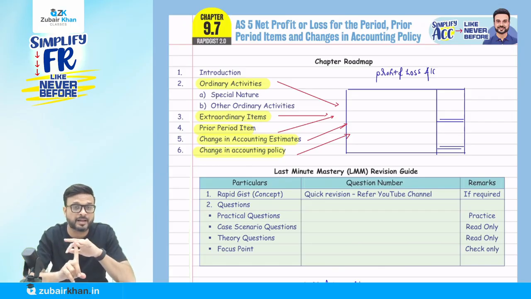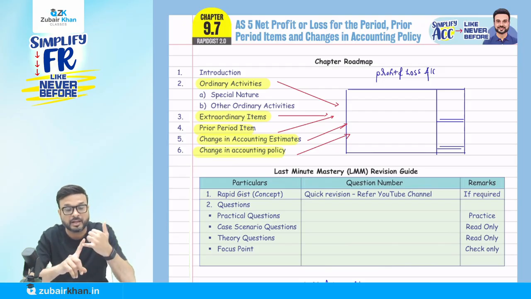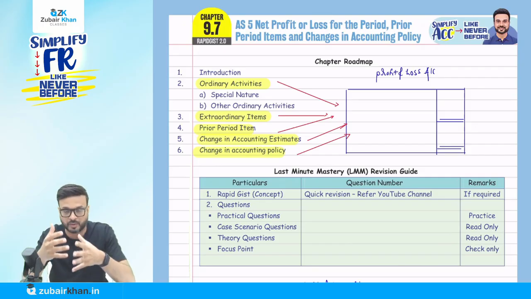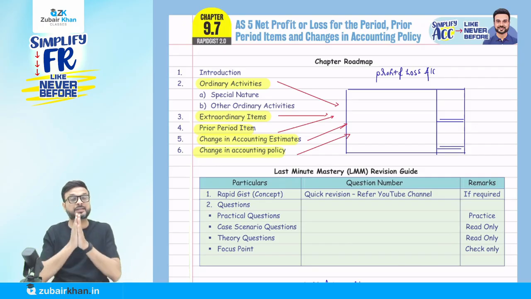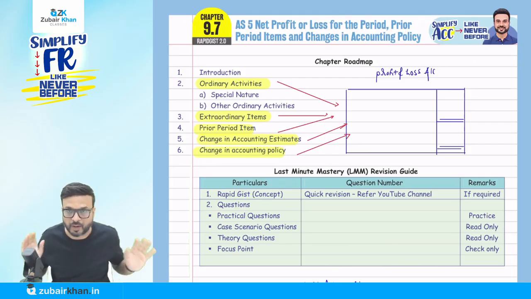Then there are prior period items: certain errors which we have made in the previous year and are now rectifying. It might happen that we are changing the accounting estimate, or changing the accounting policy. So many items are coming in the profit and loss account, and the standard says how to present those items. This accounting standard exclusively talks about only and only the profit and loss account.